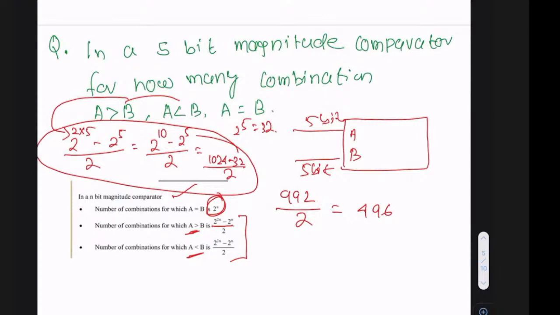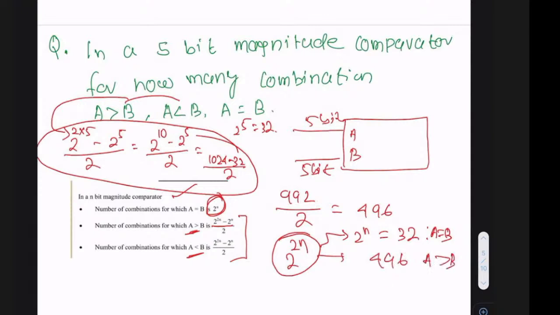So total number of combinations are 2 raised to power 2n. Out of 2 raised to power 2n, 2 to the power n, which is 32, is for A equal to B. And the remaining combinations, that is 2 to the power 2n minus 2 to power n, will be equally half for A greater than B and A less than B. That means you have 496 combinations for A greater than B, and 496 combinations for A less than B. This is the answer.